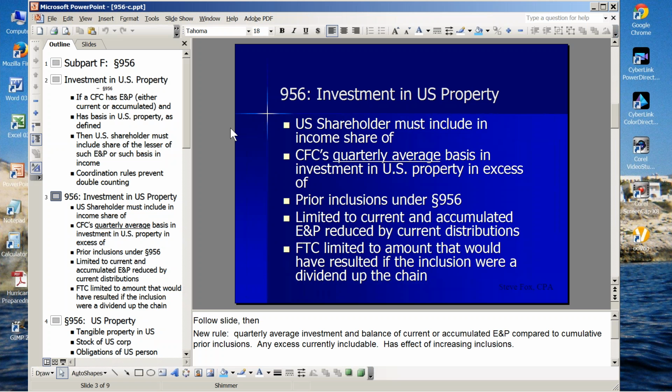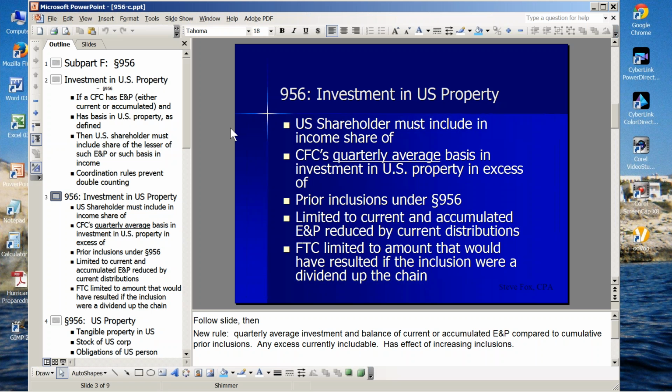The 956 inclusion is not a dividend. It's an income inclusion, just like other Subpart F inclusions. It may look a lot like a dividend, but it's not. The sub keeps the E&P. The shareholder is taxed at ordinary income rates, not at preferential dividend or capital gain rates.